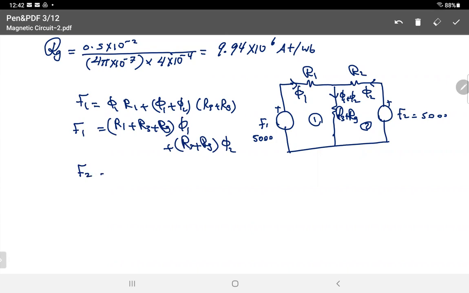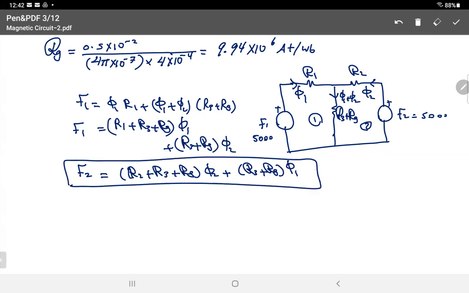For F2 it will be the same thing. In loop 2, you multiply phi 2 by the total resistance in loop 2, which is R2 plus R3 plus RG. So you have R2 plus R3 plus RG, all multiplied by phi 2. And in the middle will be the common or mutual reluctance, which is R3 plus RG, times phi 1. So those are the two equations you are going to use.